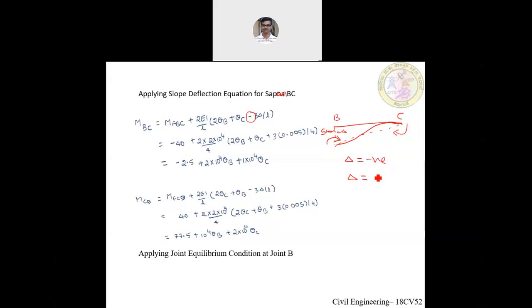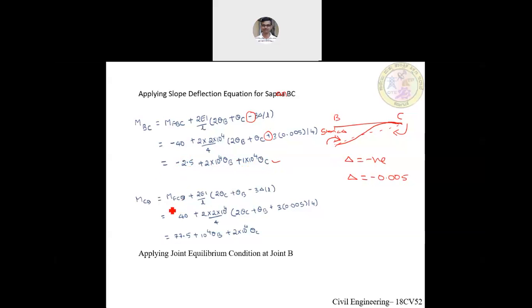So I can substitute delta is equal to minus 0.005. I'll substitute the value of delta in the equation. MBC is equal to MFBC plus 2EI by L into 2 theta B plus theta C minus 3 delta by L, where delta I'll be substituting as negative, minus into minus, this becomes plus. So on simplification, we'll get it as minus 2.5 plus 2 into 10 power 4 theta B plus 1 into 10 power 4 theta C.